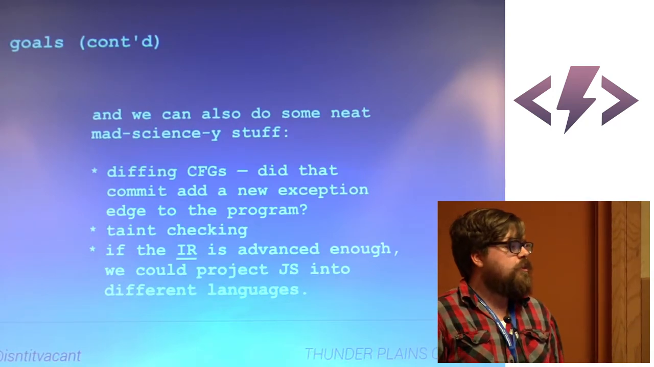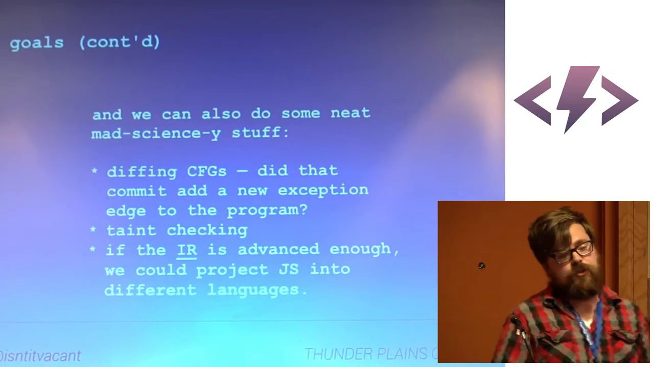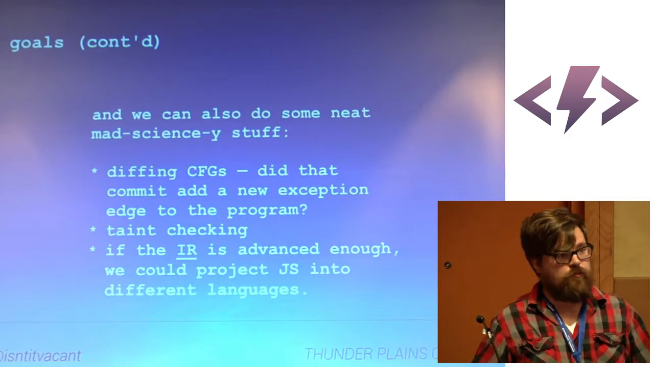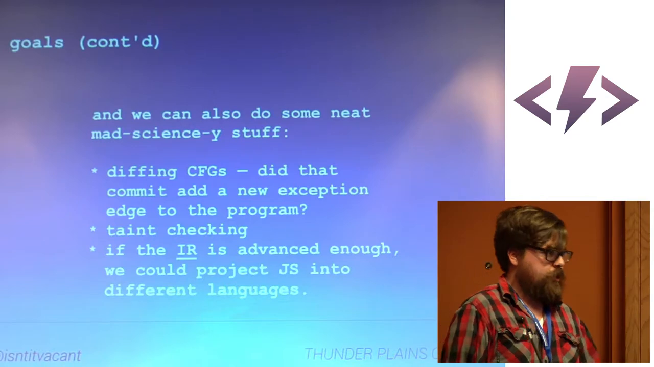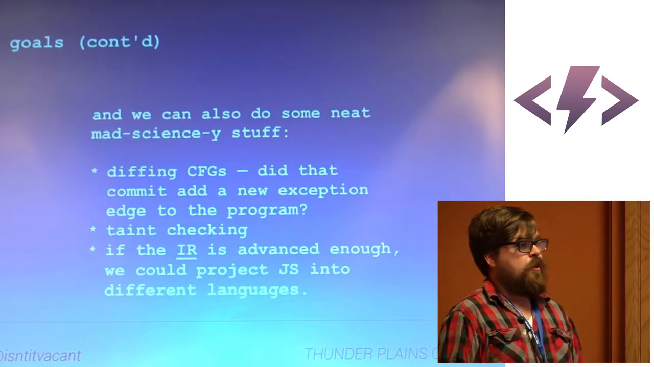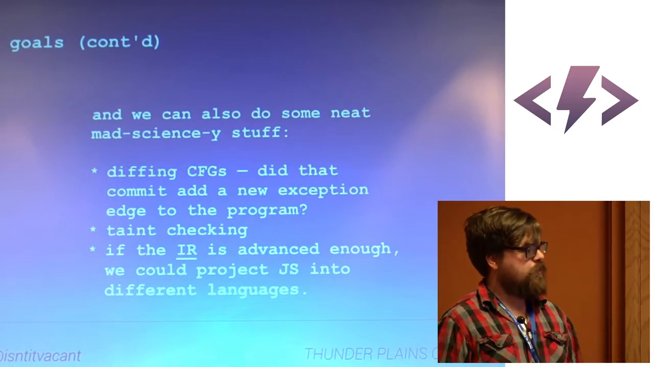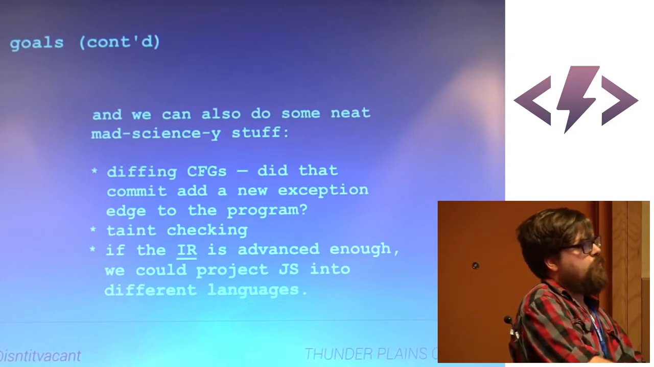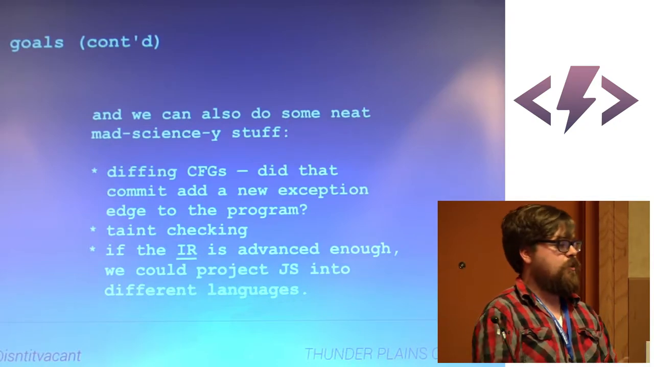So you could do things like notice that the subset of JavaScript that you're writing just naturally falls under the guidelines of ASM.js, for example, and you could project it into ASM.js. Or LLJS. Or if you had two IRs that were pretty much compatible, you could say, I can cast it into Python or Ruby or something like that. And that's sort of down the line, but once we get enough people interested in this topic, that's the sort of thing that we start to enable.